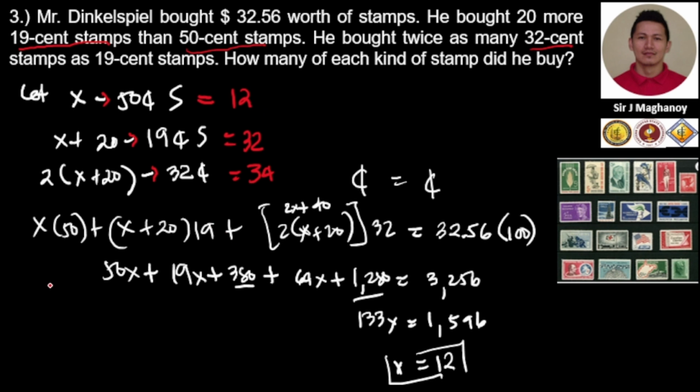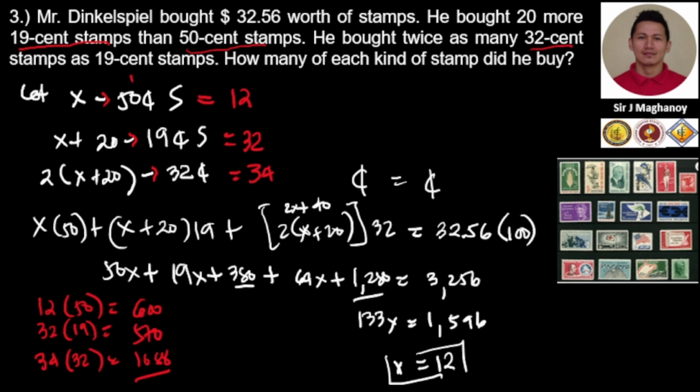Okay, so we multiply it by our multiplier, like in our coin problem here. Let's check. That is 12 times 50, 32 times 19, and 34 times 32. The cost of our stamp in cents. So that is 600 and 570 and 1088.